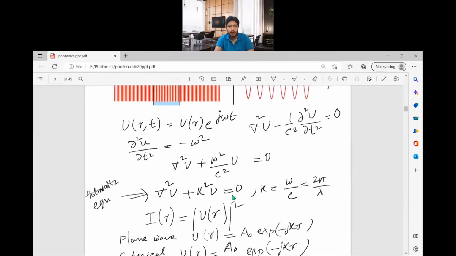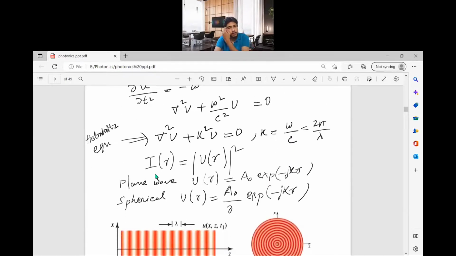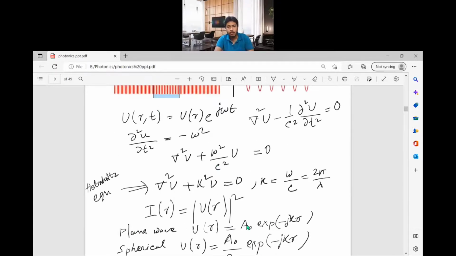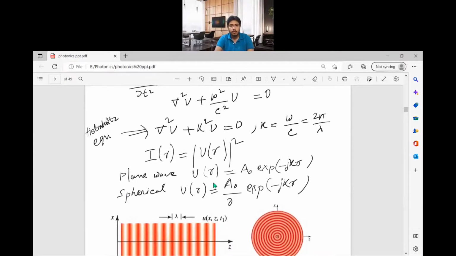This del square u plus k square u is equal to 0 is the Helmholtz equation, where k is the wave number, or wave vector, 2 pi by lambda, or omega by c. The intensity of light is defined as the magnitude square of this wave u(r), so it can be defined as mod of u(r) square.